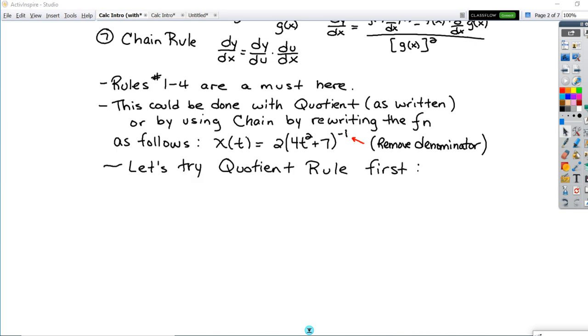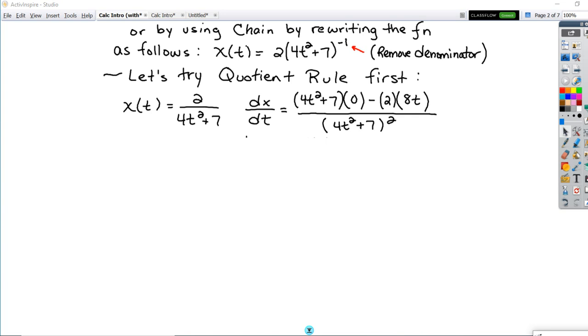But let's try the quotient rule first. Remember our saying, low d high minus high d low, square the bottom and away you go. So low d high, the derivative of 2 is just 0, minus high d low. So the derivative of this is 8t plus 0, so just 8t. And then you square the bottom. So there we have our derivative.